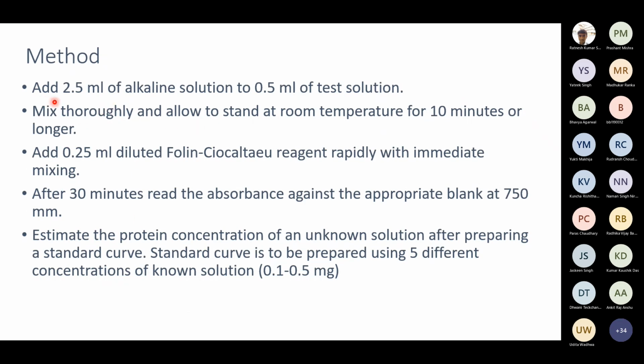Now the method that we use in this experiment is we add 2.5 ml of alkaline solution to 0.5 ml of test solution. Test solution we prepare by adding protein and distilled water in appropriate proportion. After adding the alkaline solution, we allow the mixture to stand for 10 minutes, and then we add 0.25 ml Folin reagent, and after mixing it, we keep it for 30 minutes, and then we take absorbance at 750 nanometer. After taking absorbance, we have to plot a standard curve, either using Excel or graph paper, that I will explain to you later. Through this, we can get the concentration of an unknown solution.